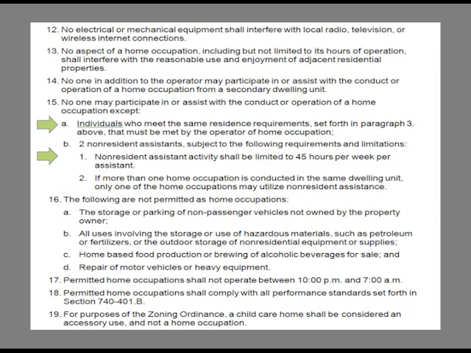So we've added some important regulations, some important parameters that guide home occupations. It's one of the longer sections for use-specific standards. So if you have a home occupation, be sure to read these and read them carefully.